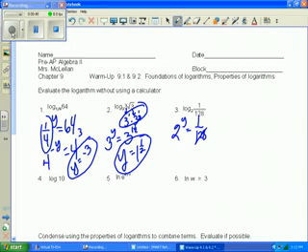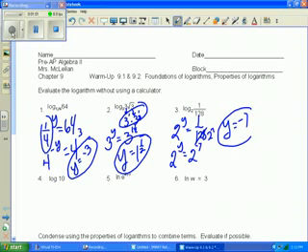Well, I can tell you right now, 128 is 2 to the 7th. So to reciprocate this, 2 to the what equals 2 to the negative 7th. Therefore, y is negative 7. Okay? Next.